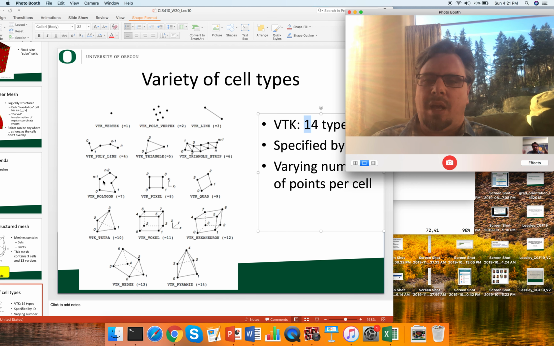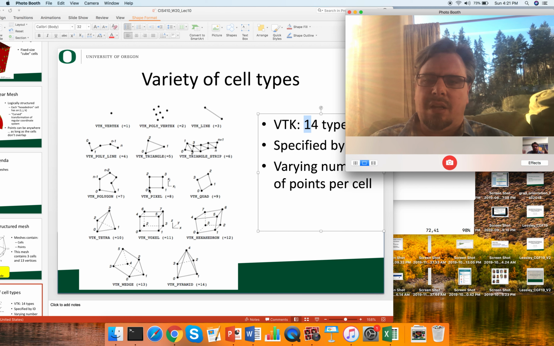Polygons. Actually, I don't see this used a lot in VTK. Sometimes algorithms don't work very well on polygons because they have these weird concave shapes. Pixels are just quadrilaterals, except that they lie along the x and y axes.